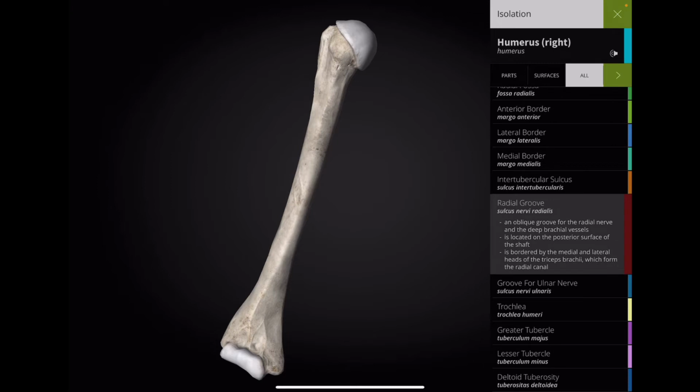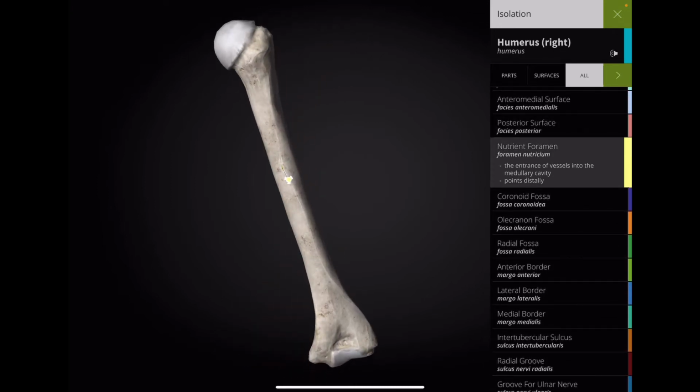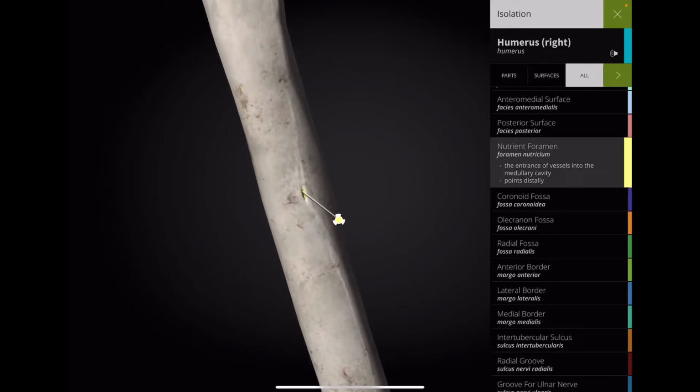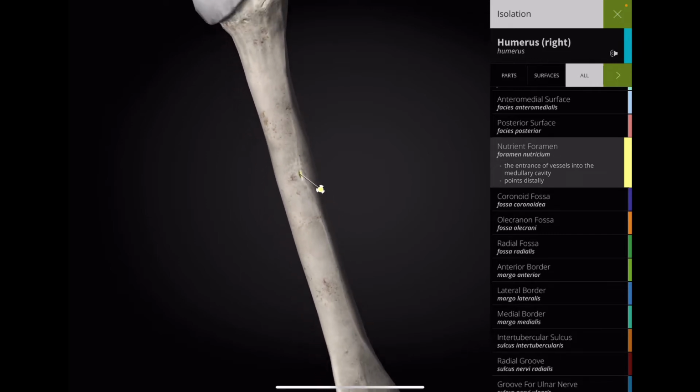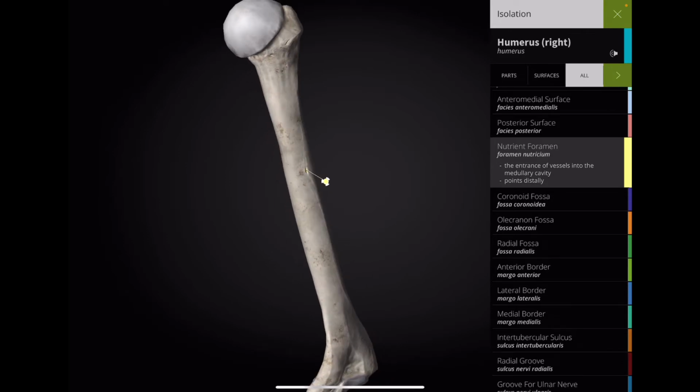What you can also find within the shaft of the humerus is the nutrient foramen over here. This is not visible all the time, so if you have a real specimen, a real humerus, most of the time you will not be able to find this foramen, but you need to know that it's there, and it's basically used to supply nutrients to the bone. That's its entire function. A small vessel coming from the brachial artery enters this foramen and supplies the nutrients to the bone.